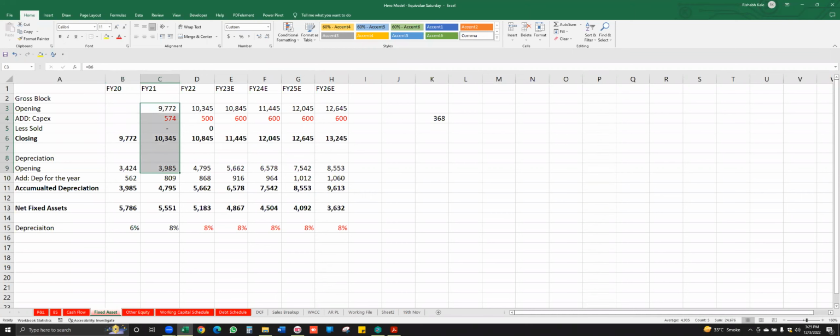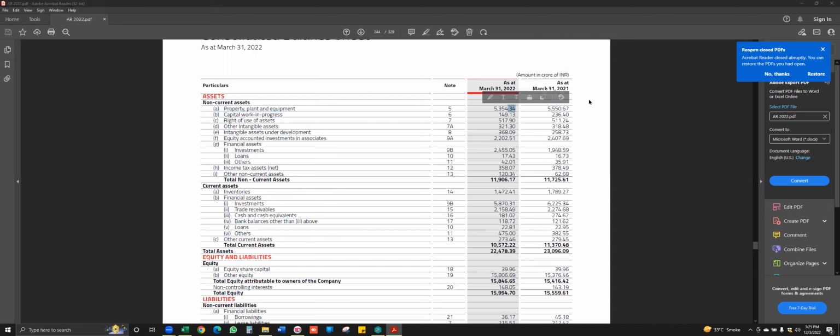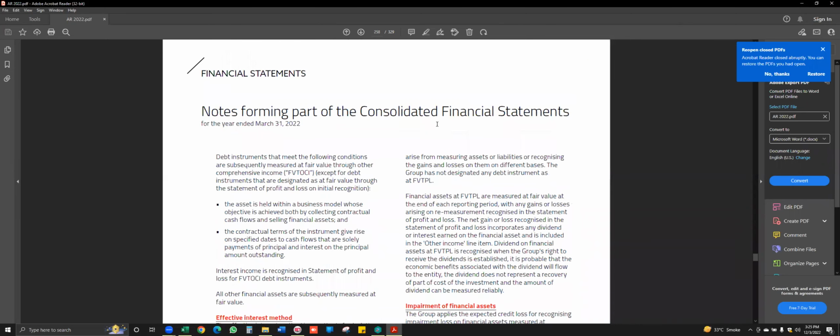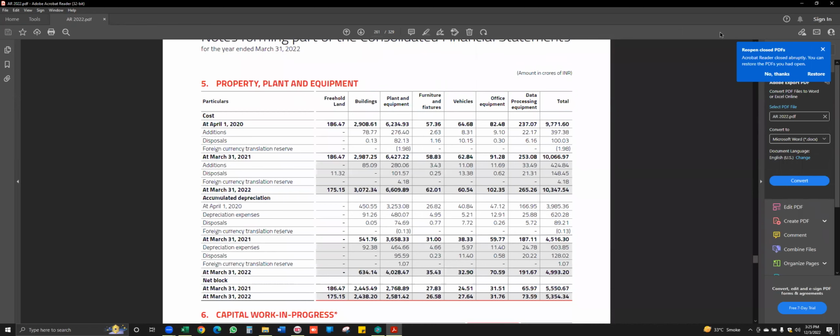If you see carefully, the numbers are given over here. How this number is arrived at, there is a schedule which is being made. Let's go to note 5, plant property. We are interested in knowing this schedule. Plant, property and equipment. Let's go over here. Go down to note 5. You see over here, the format is a little bit different.